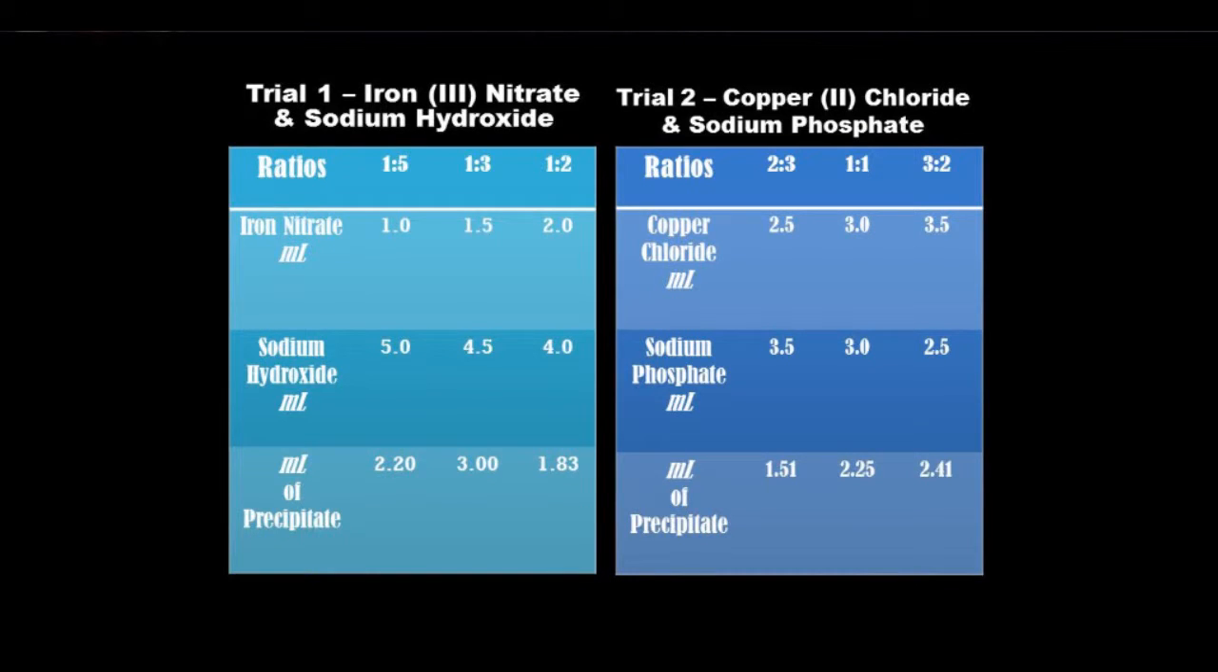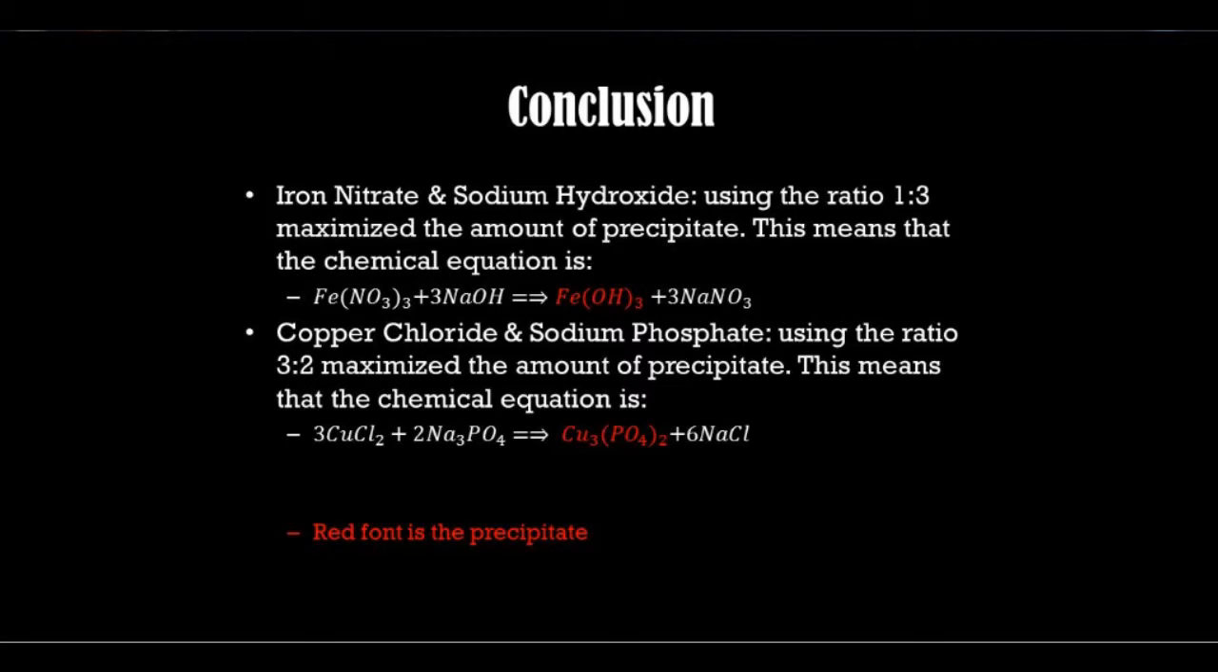This precipitate is different, as all solutions create varying amounts of precipitate. We pulled the 3 best ratios, yielding the most precipitate from both trials. The best ratio for the iron nitrate sodium hydroxide solution was 1 to 3, and the best for the copper chloride and sodium phosphate was 3 to 2. And as you see, we found the equation of the reaction and the formula of the precipitate of the two.